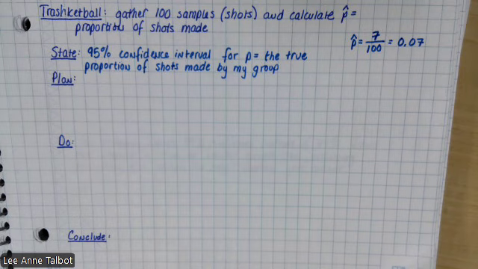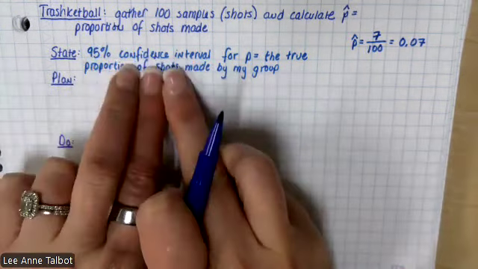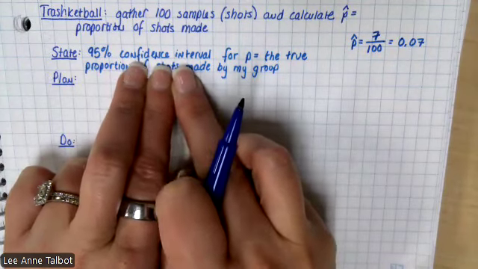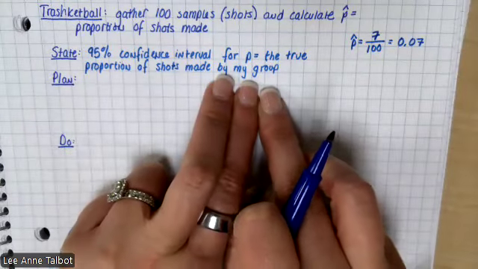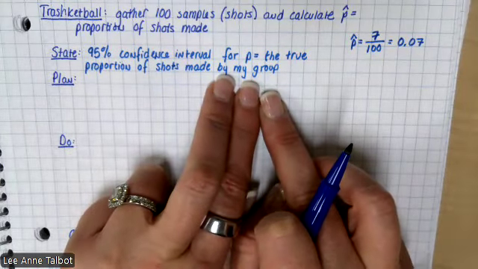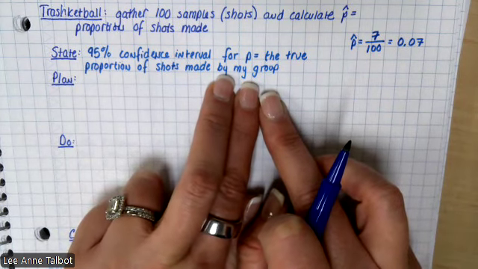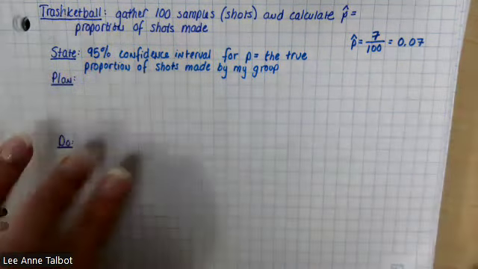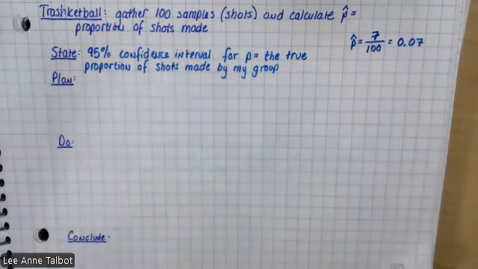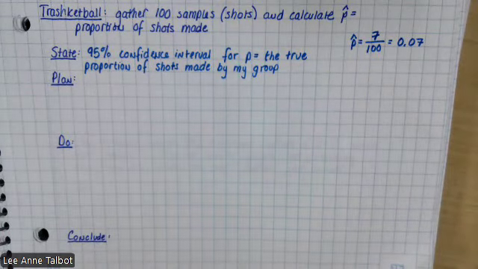We should do the statement and plan before you do the sample, technically. Don't you think you should probably do the plan before you do something? That would be a good idea. But I want to make sure that you understand what this is saying. We're going to find a range of plausible values for the true proportion of shots made by your group if you were to keep shooting forever. So you're estimating what the real, true proportion of shots made by your group would be if you shot forever. Does that make sense? We're using our sample to estimate what your theoretical shot percentage is.